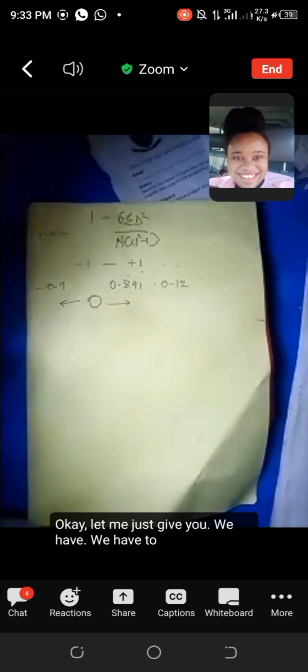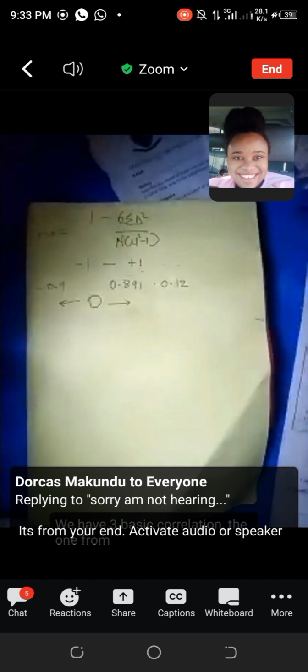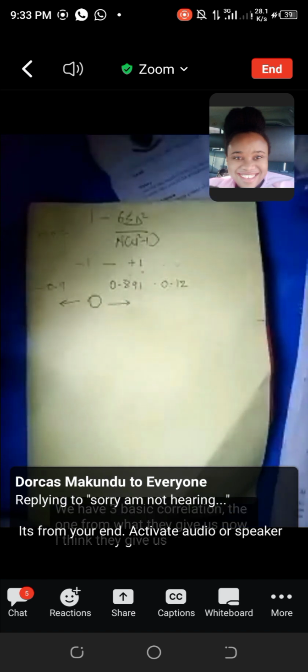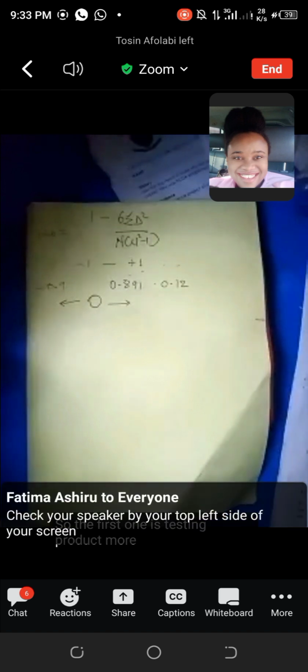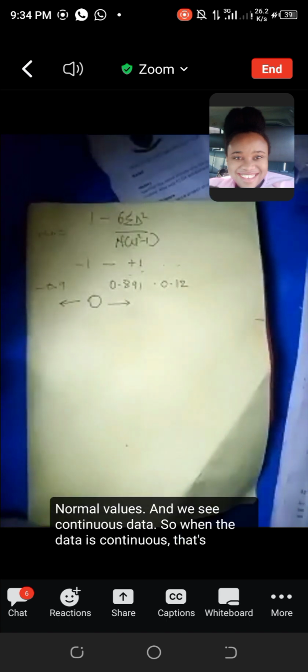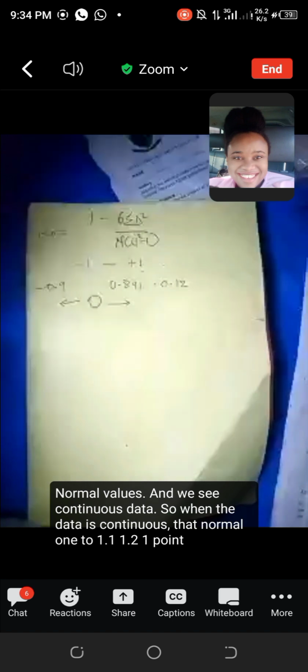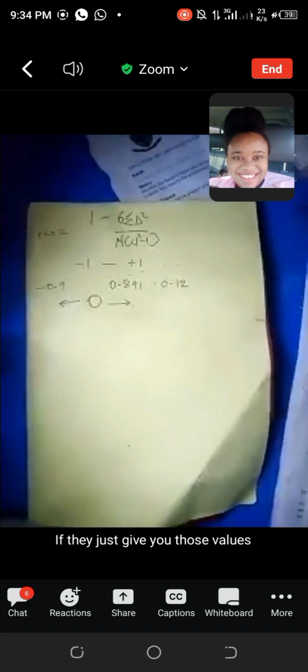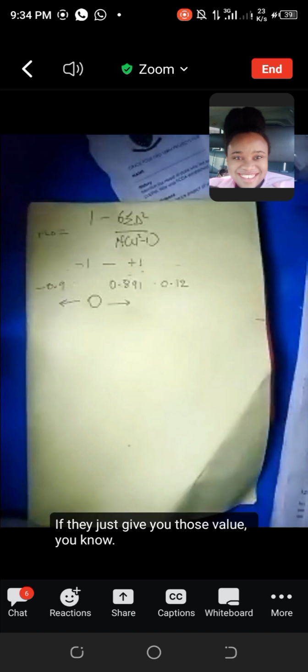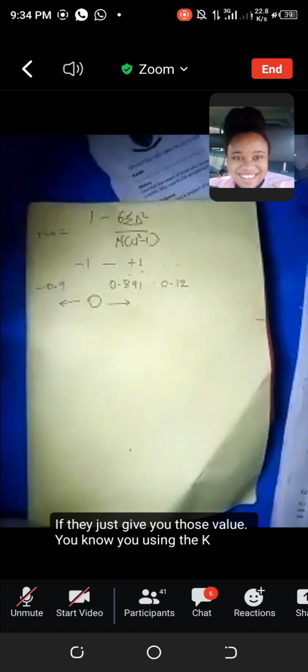Let me just give you. We have three basic correlations, the ones they gave us in our note. The first one is the Pearson product moment correlation, and that one is if they just give you normal values, normal two values, and we say continuous data. So when the data is continuous, that's normal 1, 1.1, 1.2, 1.3, and so on. If they just give you those values, you know you are using the Pearson product moment correlation.